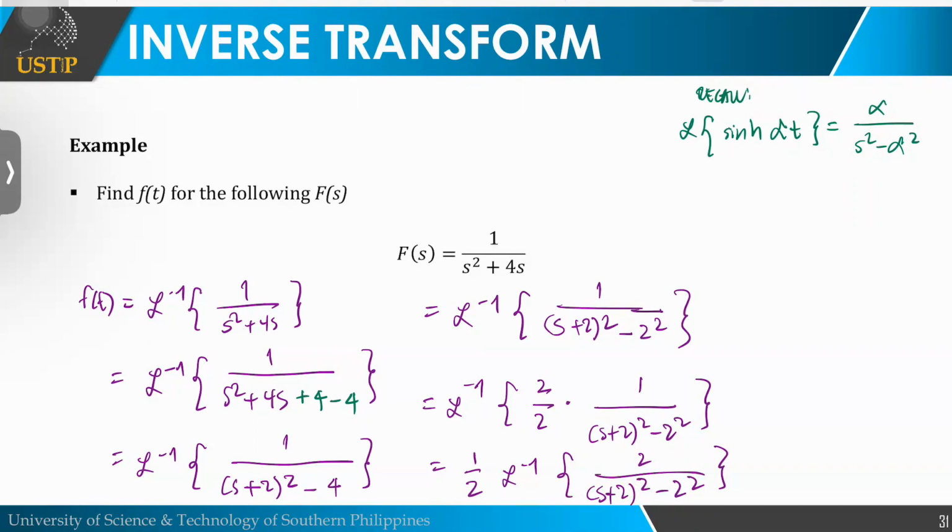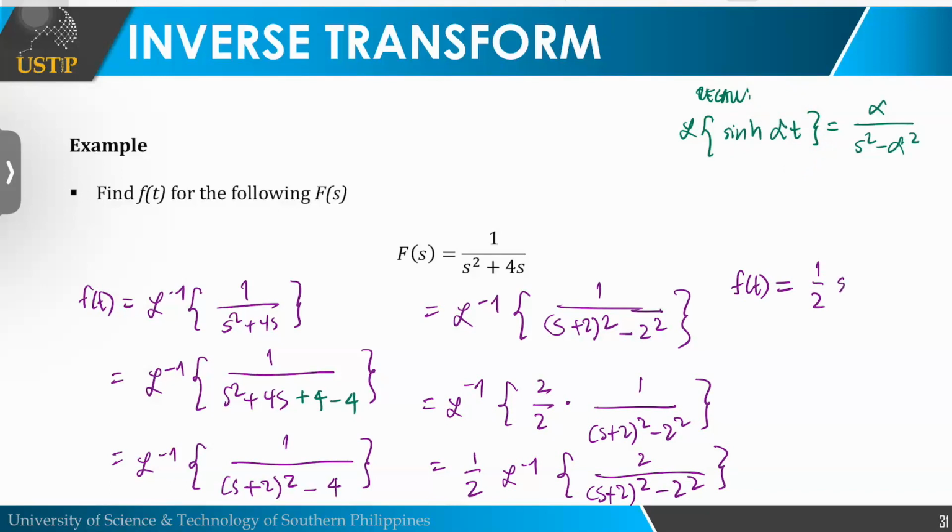Now, I won't rewrite it anymore. For s plus 2 to become s minus alpha, that is s minus negative 2, correct? So that means the exponent of the exponential function is negative 2. Again, this s plus 2 is caused by your exponential function, meaning there is an exponential function multiplied with your hyperbolic sine. So to conclude, your f of t is equal to 1/2.